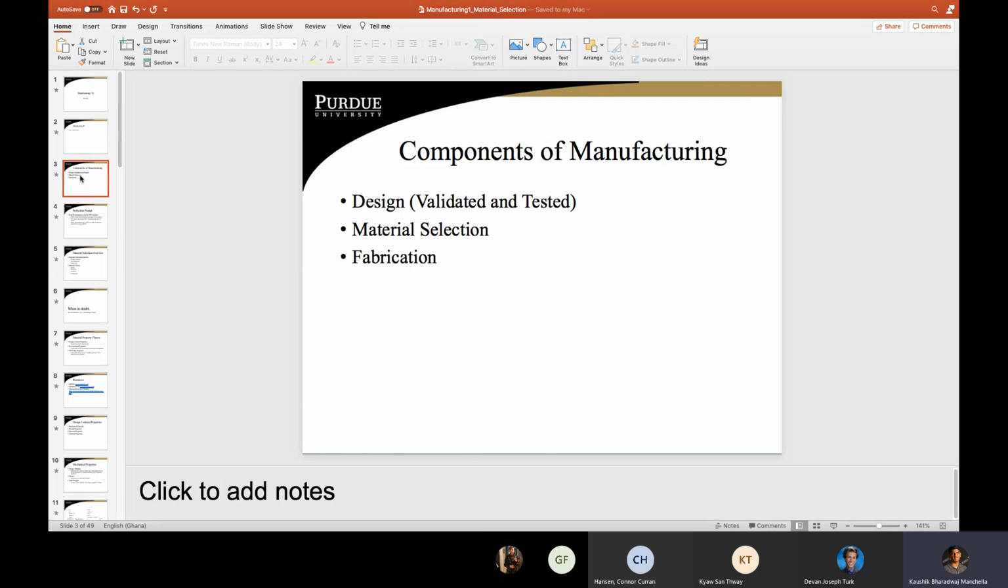This specific manufacturing session, we're going to be talking about material selection. For the design, there's another CAD SolidWorks session. This one will be on material selection, and the next manufacturing PDH will be on fabrication. So I'm letting you know that now.